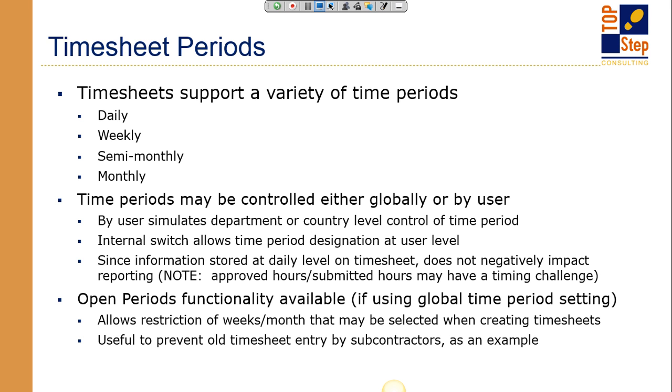Note this does not cause any issues if you are having this type of multi-period within your timesheet module. When you're reporting on time, OpenAir is looking at the days, so it doesn't matter if it's daily, weekly, etc. You're always able to report down at the day level, and that will not cause any problems.